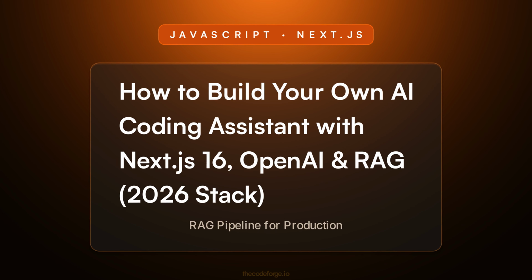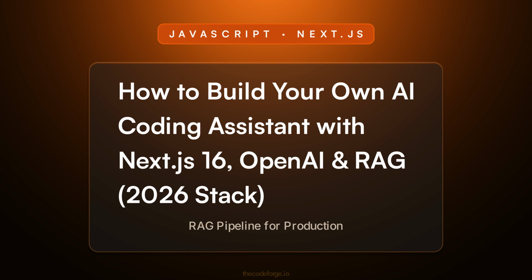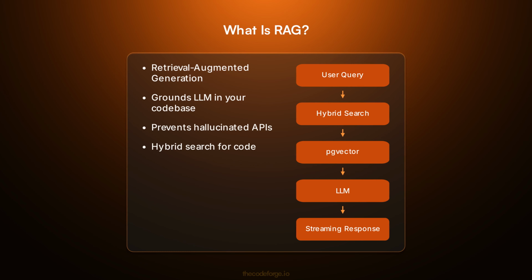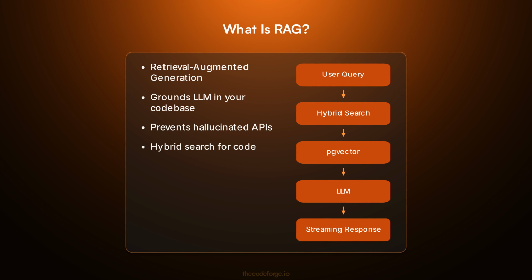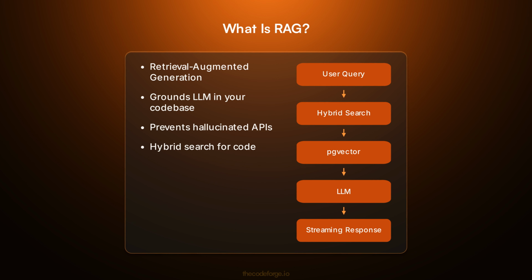Let's break down how to build your own AI coding assistant with the Next.js 16, OpenAI and RAG 2026 stack, how it works, and the exact mistake behind that failure. RAG stands for Retrieval Augmented Generation. It retrieves relevant code chunks from your codebase and feeds them to an LLM, so the answer is based on your actual code, not generic internet knowledge.